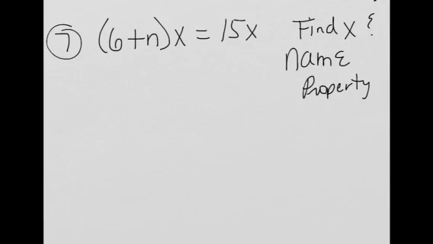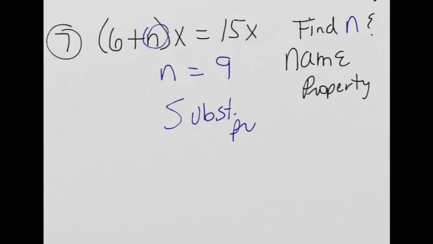Okay, find x. So we're going to figure out that x plus 6 is going to have to equal 15, so that means, oops, this should actually be find n. So let's go ahead and clean that up and make it n. So n is going to be 9. So when we take 6 plus 9 and change it to 15, we are using the substitution property.